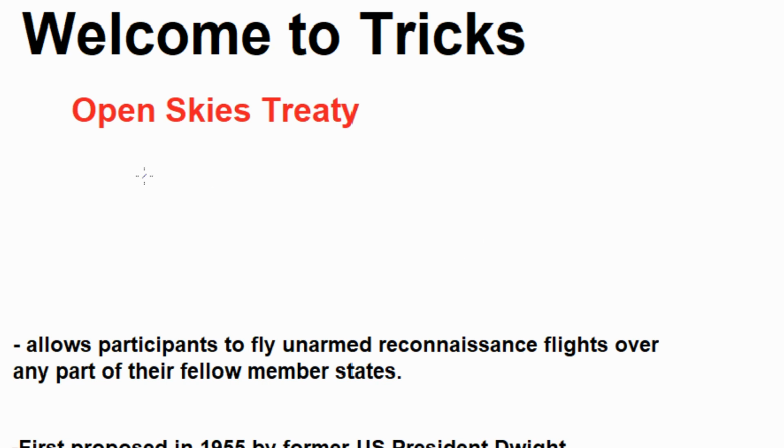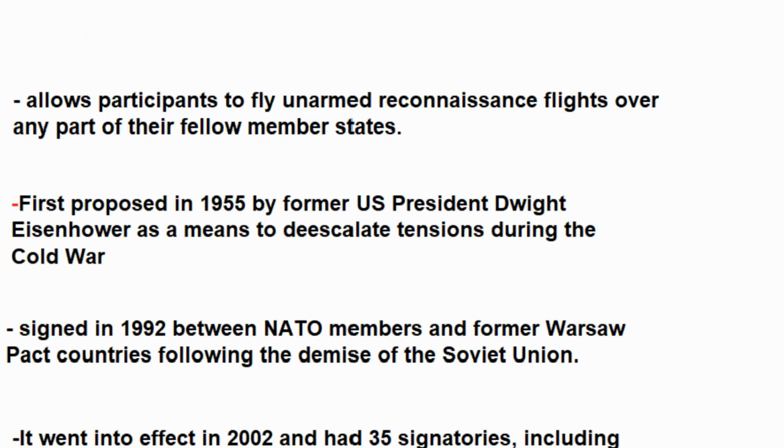Open Skies Treaty was recently in news since Russia has left this treaty. So in this video we will try to understand what this treaty is and why Russia has left it. This treaty allows participants to fly unarmed reconnaissance flights over any part of their fellow member states. Reconnaissance flights are flights for observation and information collection.